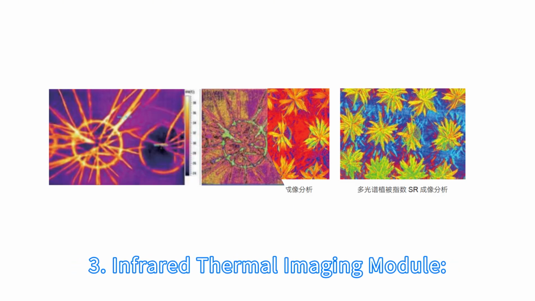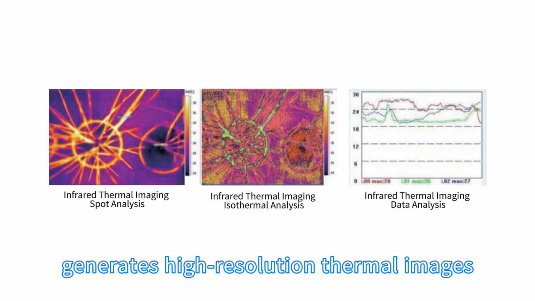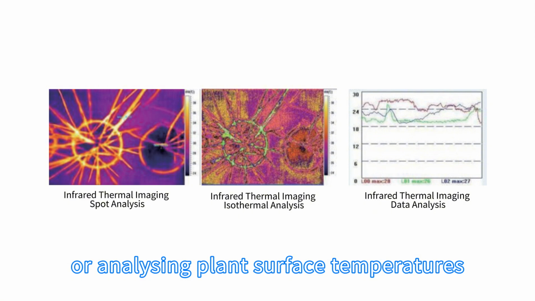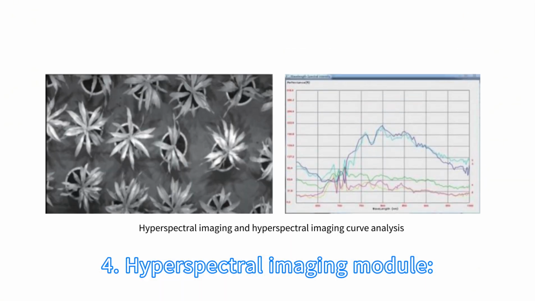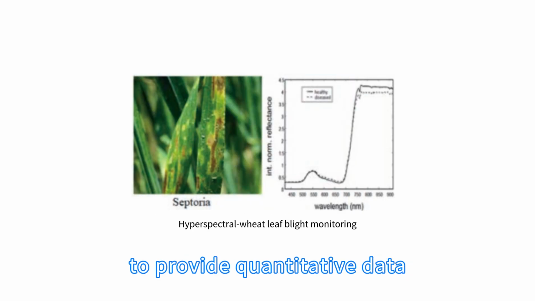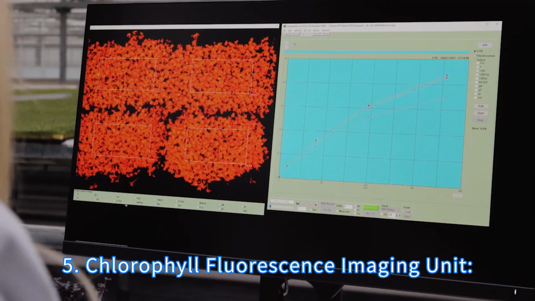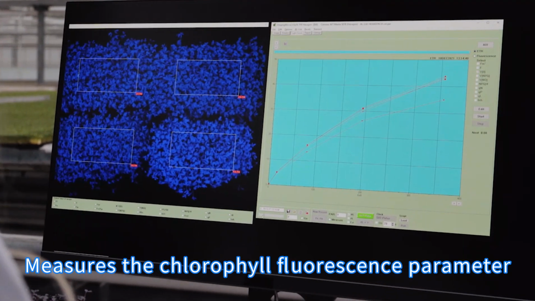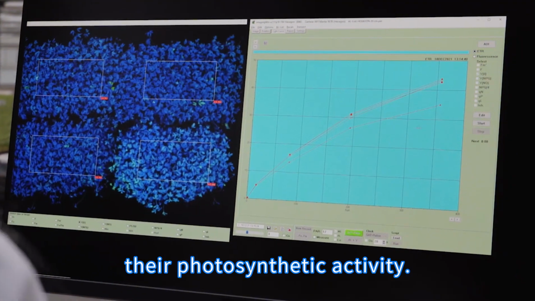assesses plant health. The infrared thermal imaging module generates high-resolution thermal images for analyzing plant surface temperatures and reflecting plant physiological status. The hyperspectral imaging module combines visible near-infrared spectroscopy with high-resolution imaging to provide quantitative data on the chemical composition of samples. The chlorophyll fluorescence imaging unit measures the chlorophyll fluorescence parameters of plants to characterize their photosynthetic activity.